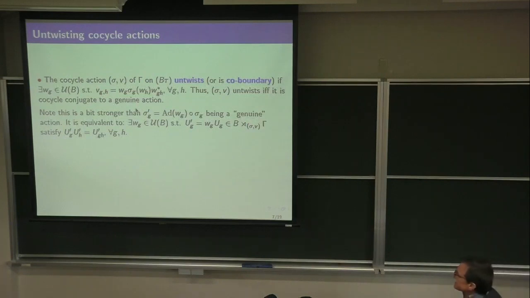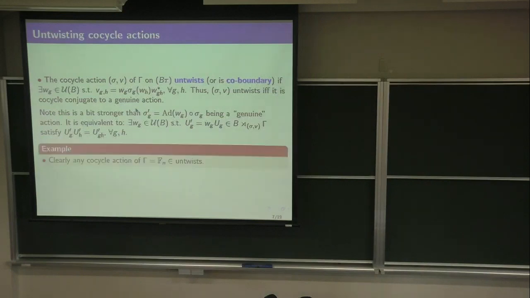So I emphasize that this is a stronger condition than just the fact that this becomes a genuine action. It says this, but it says more. If you look in the cross product, it really is equivalent to saying that you have a perturbation of the canonical unitaries which gives you a representation of the group gamma, actually a copy of the left regular representation.